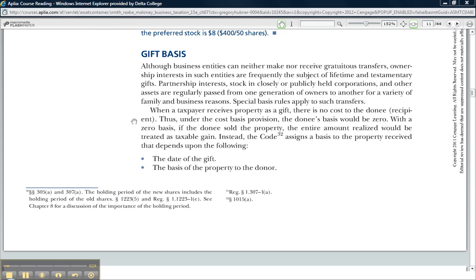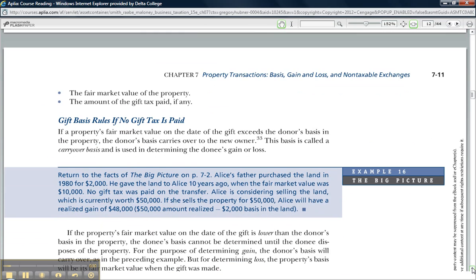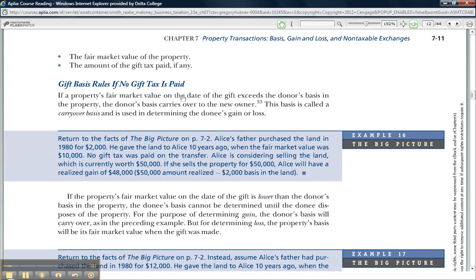So when you're given assets, generally speaking, you get carryover basis. That means whatever basis the donor had, that's the basis the donee has in that property. Okay, that's the general rule. But it gets a little bit more complicated if the property's fair market value on the date of the gift is lower than the donor's basis in the property. The general rule assumes that the property has appreciated. So if an asset's worth $10,000 and the donor had paid $6,000 for it, you take a $6,000 carryover basis.